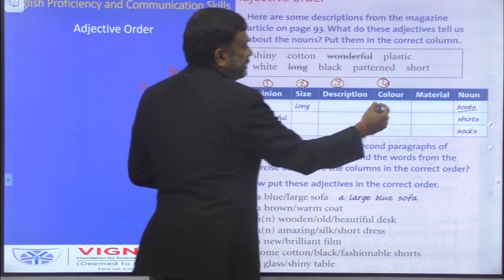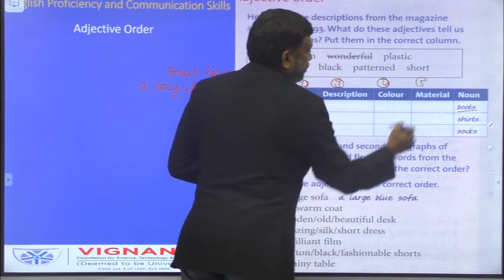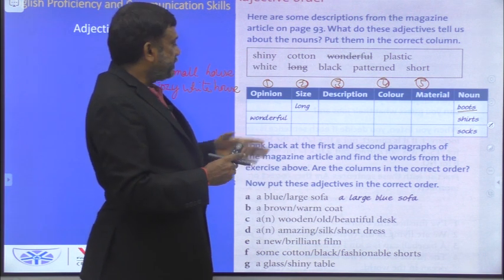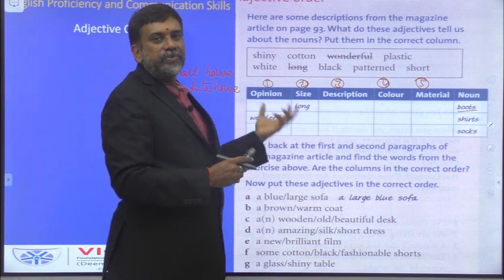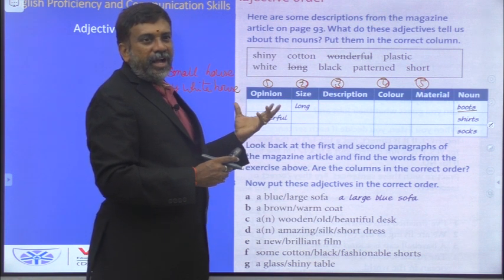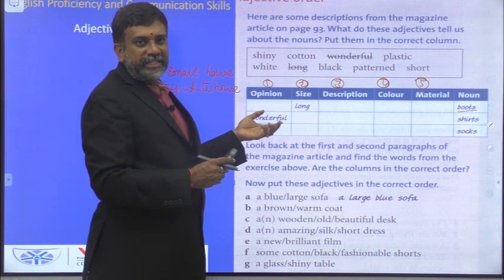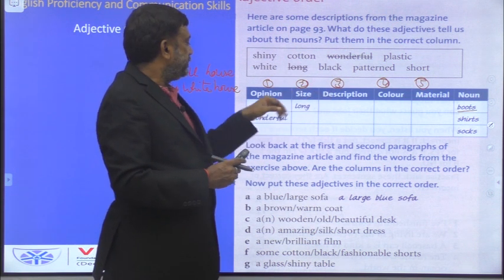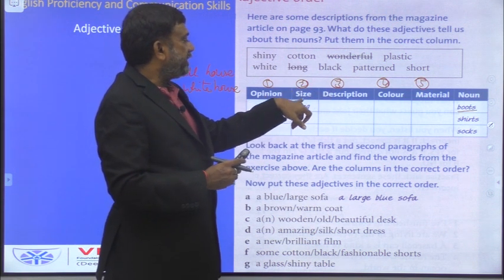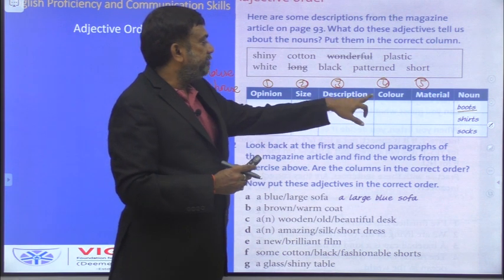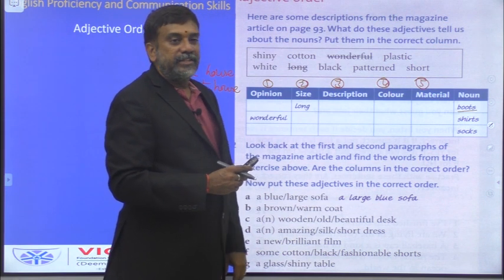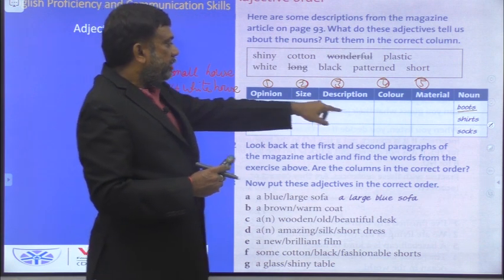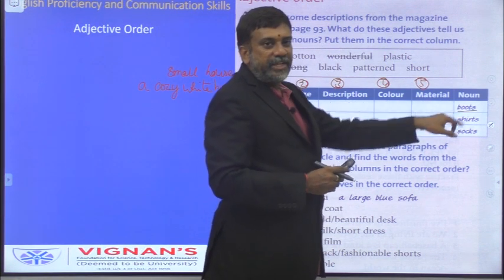Fourth one is color. Fifth one is material. We should not interchange these things because the use of the language would become awkward, and one more important thing is that we need to use them in the same order. The first one is opinion, second one is size, third one is description, fourth one is color, and fifth one is material.